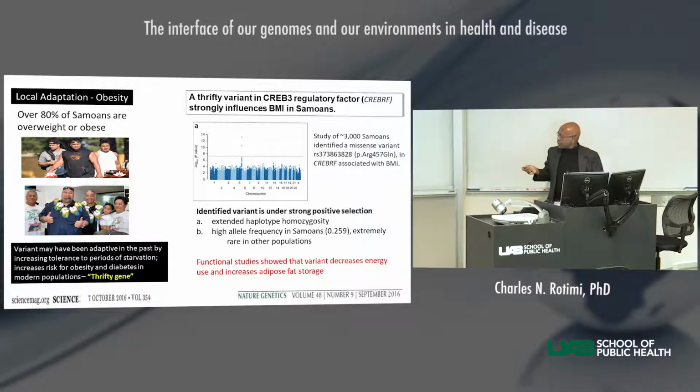So functional studies show that this variant decreases energy use and increases adipose fat storage. So you can see how this can lead to somebody being very, very heavy. So part of the hypothesis pushed by this investigator is the thrifty gene hypothesis, which basically says that as humans, we were hunter-gatherers some 60,000 or so years ago in different African communities, and we needed to have a very strong ability to conserve energy and store fat. And therefore, if you have such a genetic background and you're now put in an environment where you can actually get pizza and all those kinds of things, you may indeed be at higher risk of developing obesity.